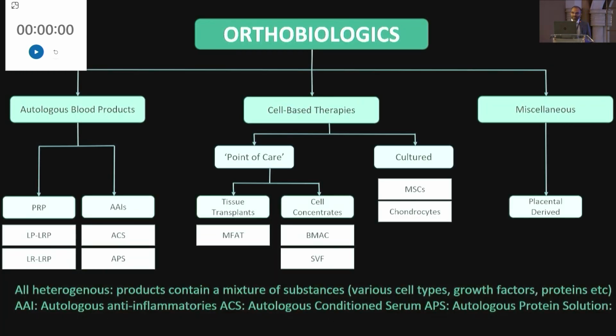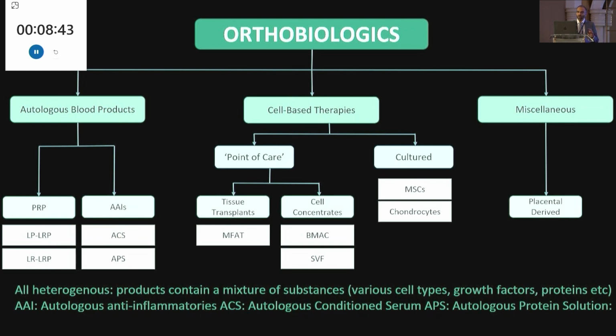My daughter spent some time coloring in this slide. So this is orthobiologics as summarized. We could get it from blood products, there's cell-based therapies, and there's other stuff. Within the autologous blood products, you've got the PRP.